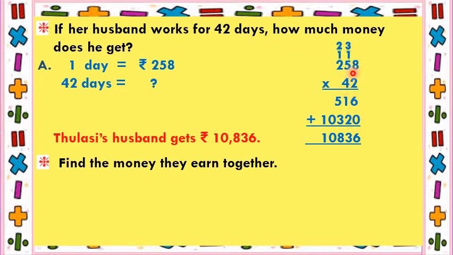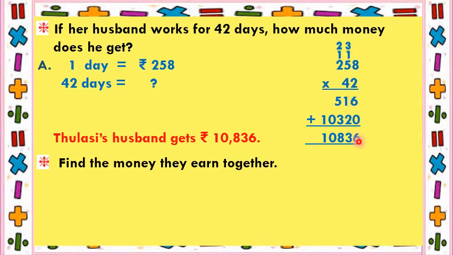8 4s are 32, put 2 down, 3 carry. 5 4s are 20, plus 3 is 23, put 3 down, 2 carry. 4 2s are 8, 8 plus 2 is 10. Now we will add these both numbers.